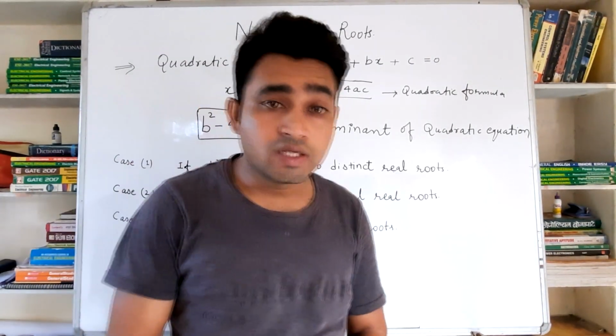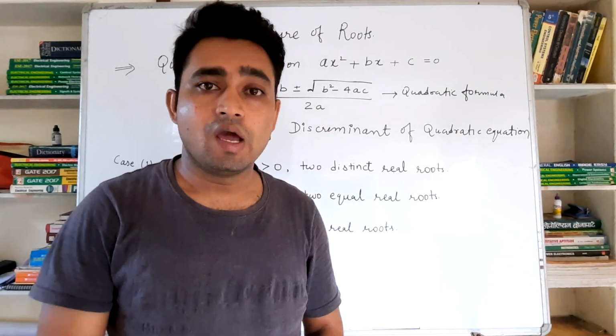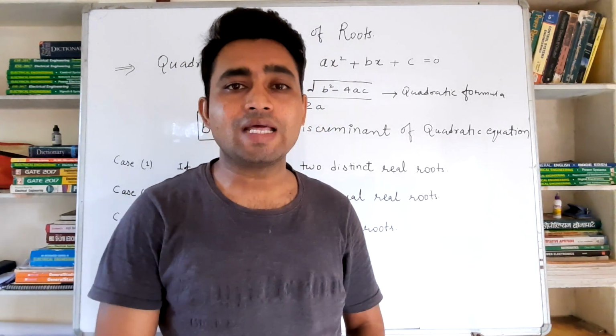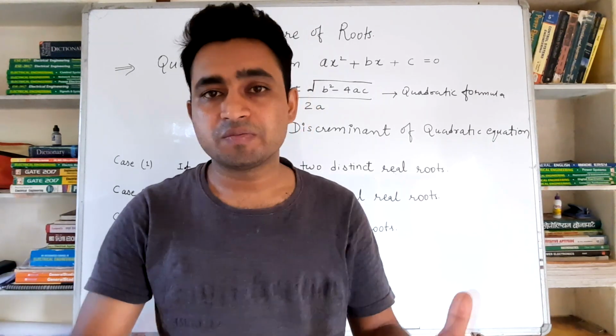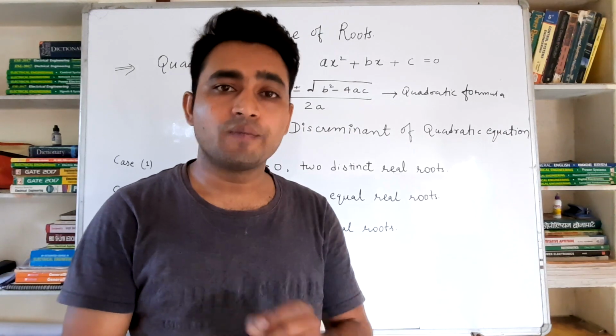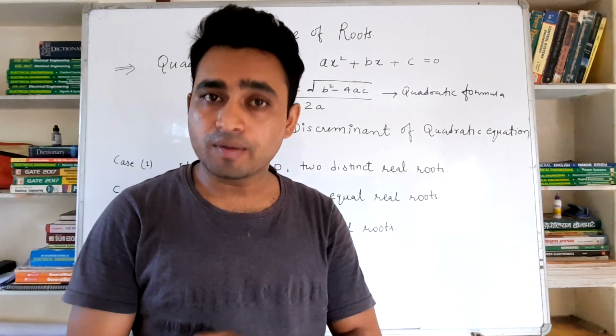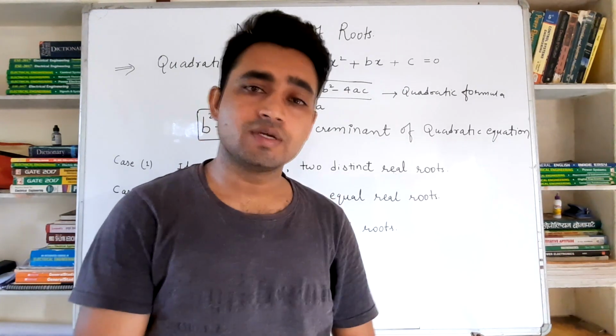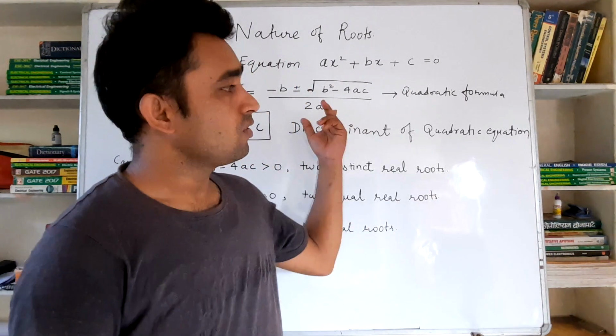Today we will talk about the nature of the quadratic equation. As you know, a quadratic equation can be solved by using the quadratic formula as well as by using the middle term splitting method. In the quadratic formula, we found that the roots of the quadratic equation can be found by the formula x equals minus b plus minus square root of b square minus 4ac upon 2a. So this is our quadratic formula.